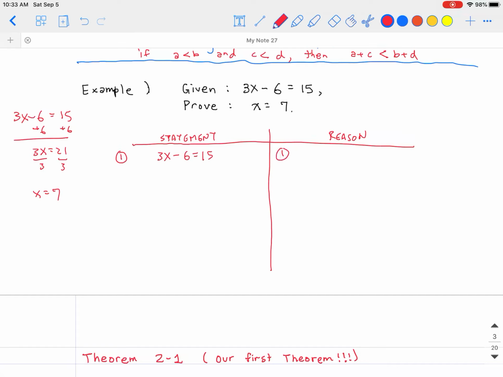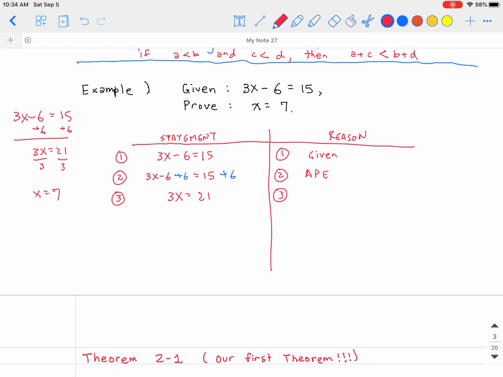We start with 3x minus 6 is equal to 15. And if you remember, that's just given because we literally took that off the top. Next, we're going to add 6 to both sides. So that means it's going to be 3x minus 6, and then we'll say plus 6. And the other side is going to be equal to 15 and also plus 6. So for that reason, you probably saw it earlier and you remember it, it's going to be the addition property of equality.